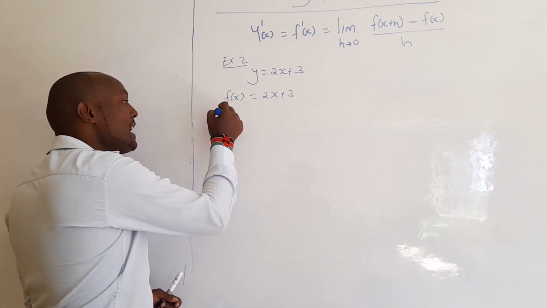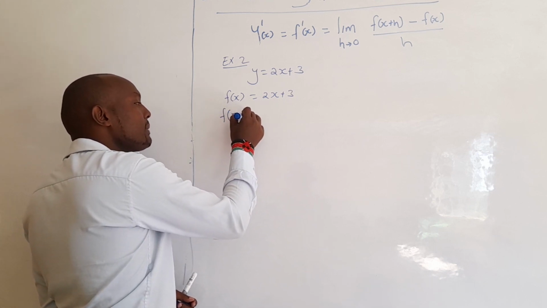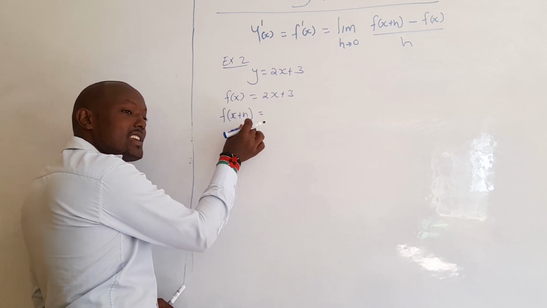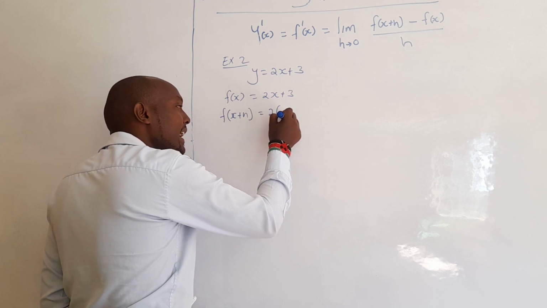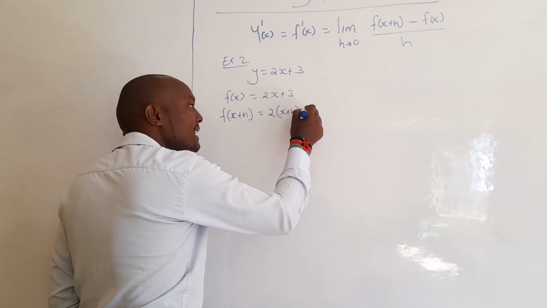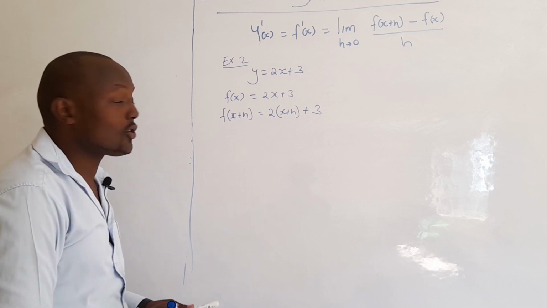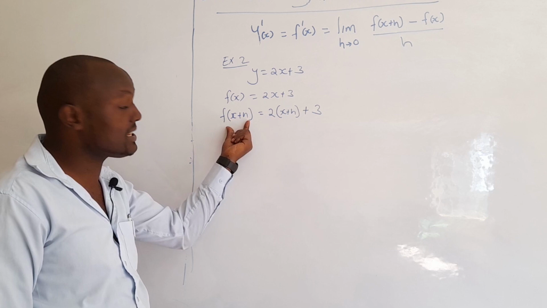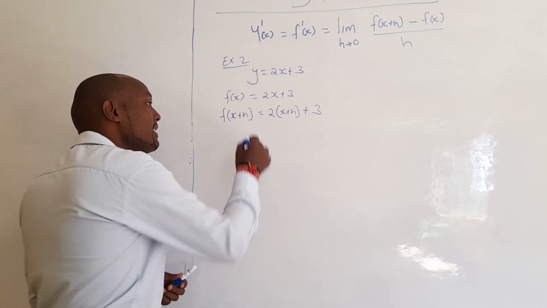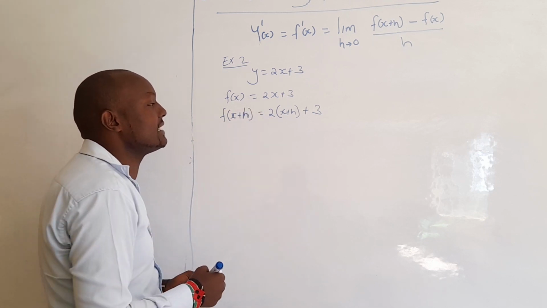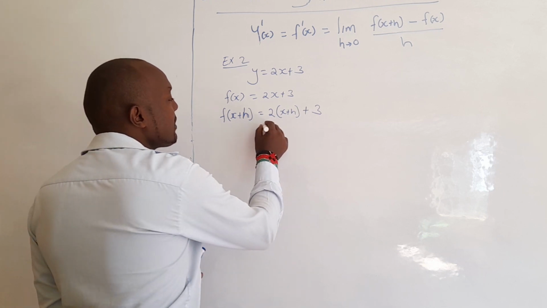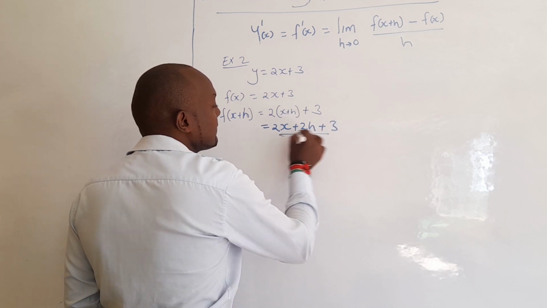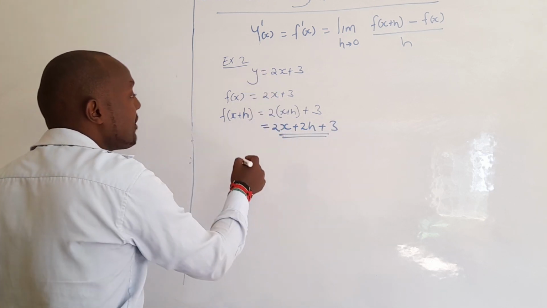But in our equation, we are required to get f of x plus h, a function of x plus h. So we said wherever we have x, we replace it with x plus h. So it will be 2 times (x plus h) plus 3. I know most of the students get confused from here. Wherever we have x, that's where we replace it with x plus h, not everywhere. So we can open this one, and we will have 2x plus 2h plus 3. That's our function. Now we use our formula.